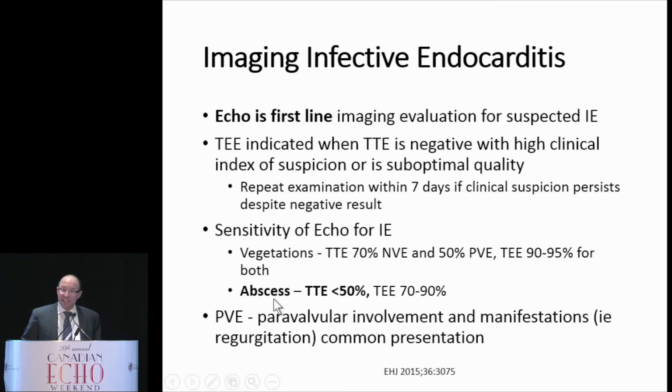But when it comes to detecting an abscess, TTE is actually much, much worse. It's less than 50%, and I suspect significantly so. TEE, of course, is better, but TTE, when we're talking about finding an abscess as opposed to a vegetation, can be quite limited. And of course, when it comes to prosthetic valve endocarditis, TTE can be very challenging. We don't see everything we wish we could see, and often there's paravalvular extension, which TEE or other imaging modalities are better at imaging, and we see paravalvular complications such as regurgitation present.